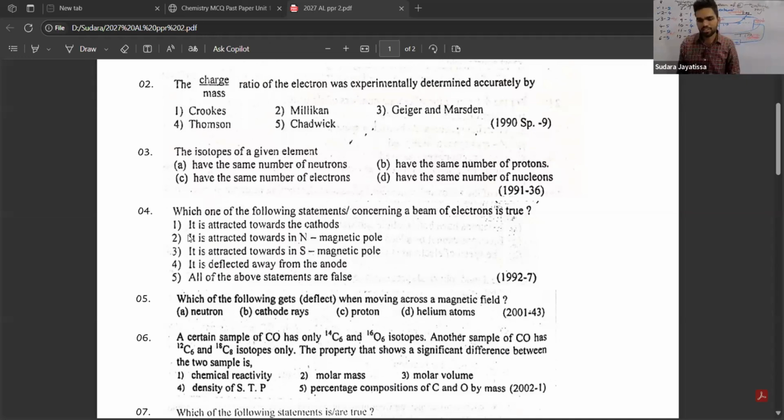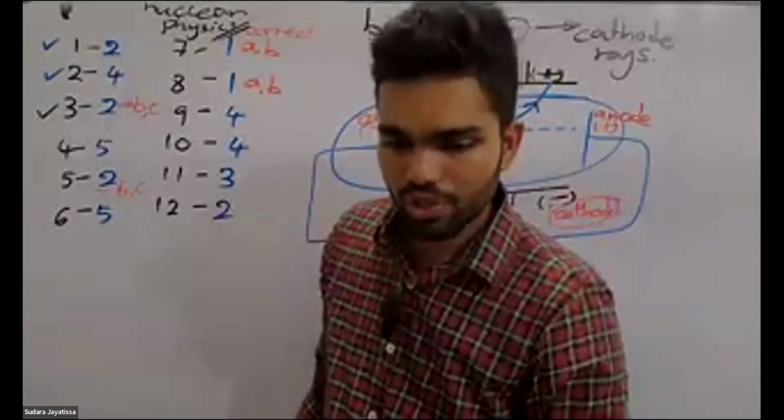So what happens there actually? Some of you are sending the answer, and all the answers are correct. Okay, very good. So these cathode rays, or beam of electrons, will not be attracted towards the north or south pole. They will be deflecting perpendicular to the field. Okay, so they will not attract towards the north pole or south pole. That's a very common MCQ point they ask. So we have to decide that it is wrong.